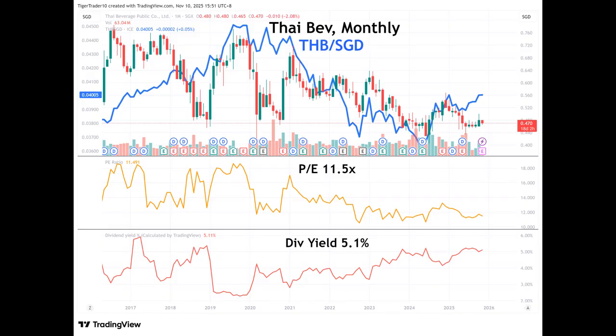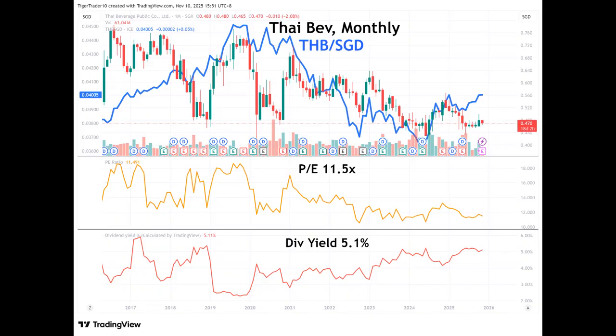Next, we take a look at the fundamental data on Thai Bev. Its P/E ratio of 11.5 times and dividend yield of 5.1% are considered on the attractive side historically. And compared to other blue chips, this level of price earnings ratio and dividend yield is also pretty desirable for investors who are looking at investing for yield. I've mentioned this before in my analysis on Thai Bev.